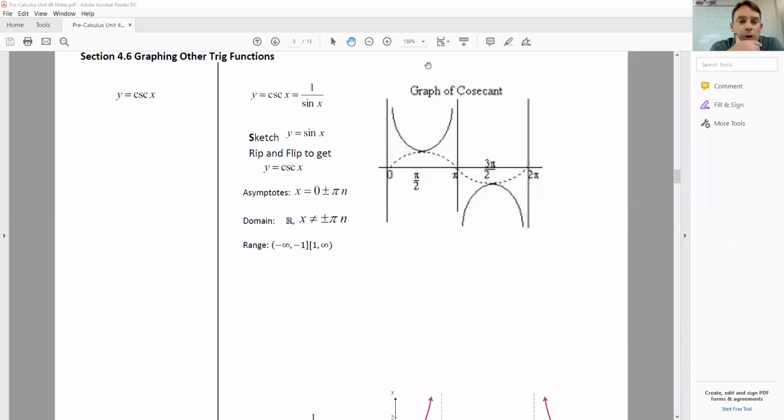So, graphing other trig functions. Now, we're splitting this up into two videos, so that way it's not too overwhelming. So you guys can plan accordingly on how you get through them.